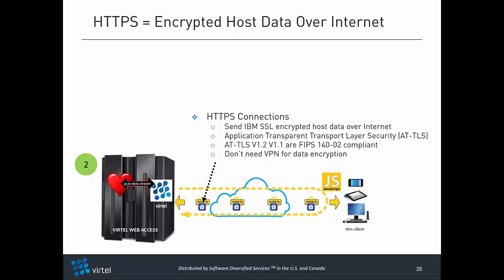The HTTP connection used by Virtel, on the other hand, sends IBM SSL encrypted host data over the internet. IBM's SSL relies on AT-TLS 1.1 and 1.2, which are compliant with FIPS 140-2. Although it is compatible with and can run within a VPN, Virtel doesn't need a VPN for data encryption.